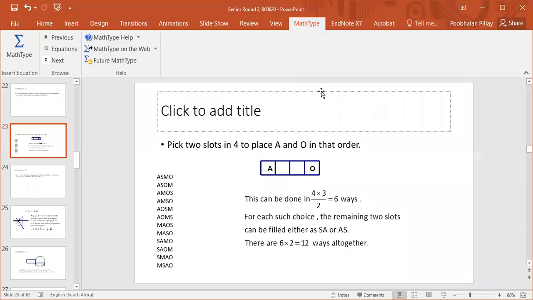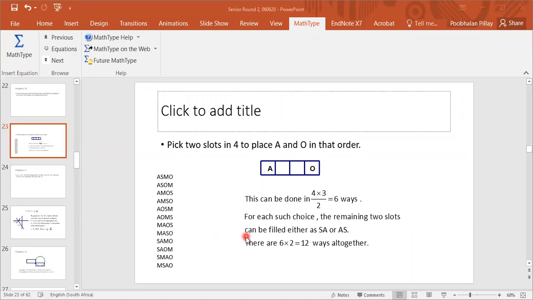You can put S and M, or you can put M and S. So for this particular choice, you have 2 ways in which you can complete this box: A, S, M, O or A, M, S, O. Now the question is, how many ways can you choose 2 boxes? Really, you need to choose 2 boxes from 4.